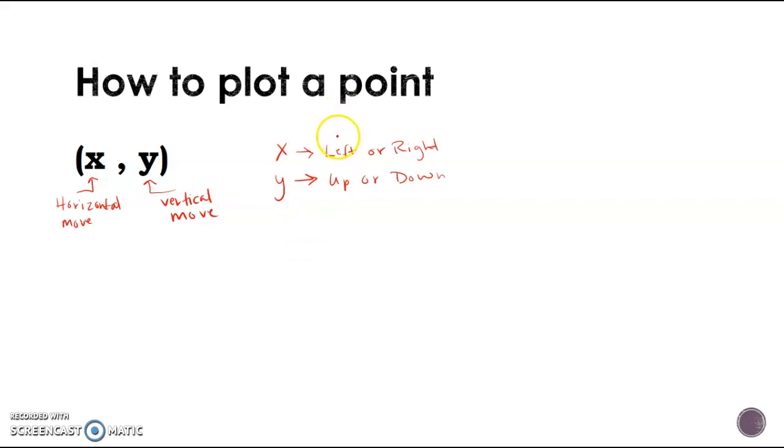So left would be if it's a negative, we're going to make a left move. Right would be if it's a positive. Up is if it's a positive, down is if it's a negative.